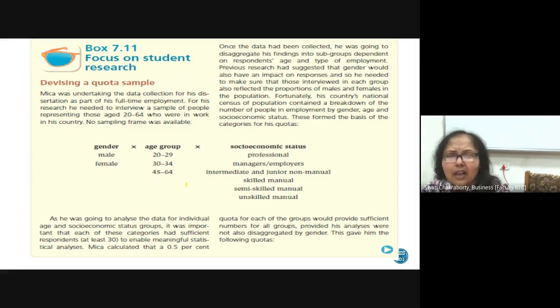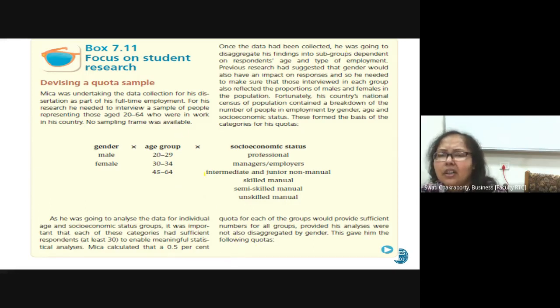As he was going to analyze the data by individual age and socioeconomic status, it was important that each of these categories had sufficient respondents, at least 30, to enable meaningful statistical analysis. So Micah calculated that a 0.5% quota for each of these groups would provide sufficient numbers, provided his analysis was also not disaggregated by gender, which gave him the following quota.